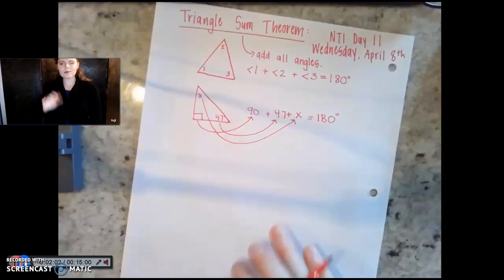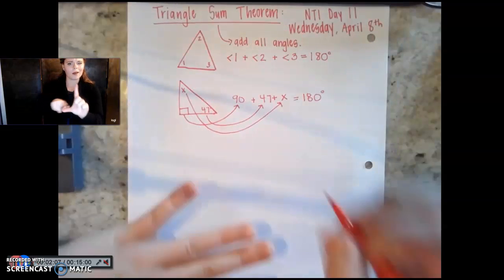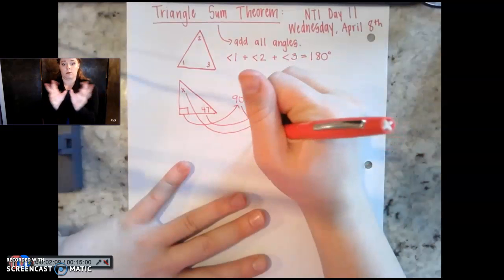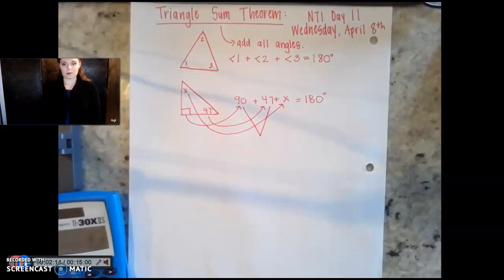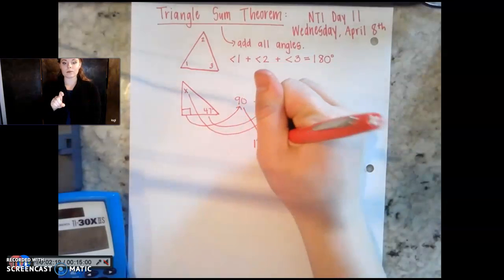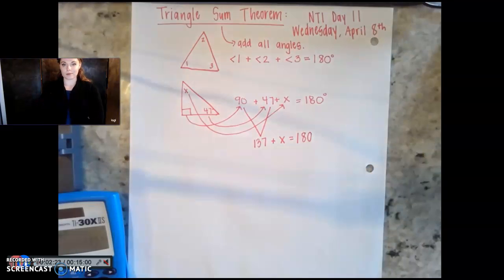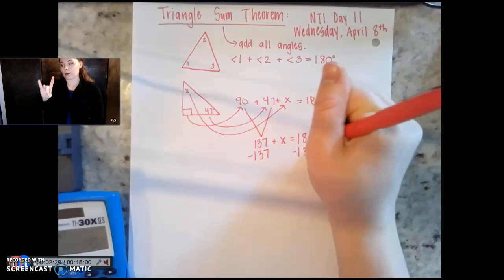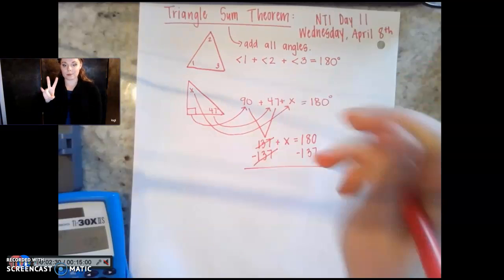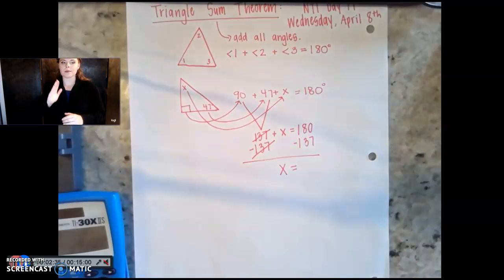Think back to when we were doing one-step equations with angles. The first thing I'm going to do is combine like terms. So 90 and 47, I'm going to add those. So 90 plus 47 is 137 plus x equals 180. And I can subtract 137 from both sides. And that would give me what x equals.